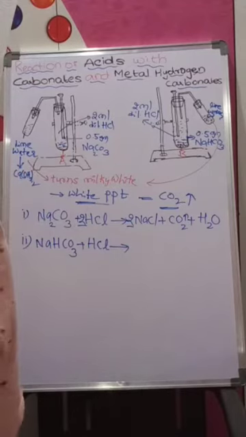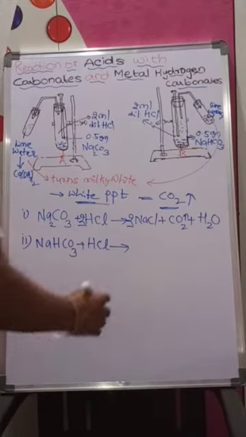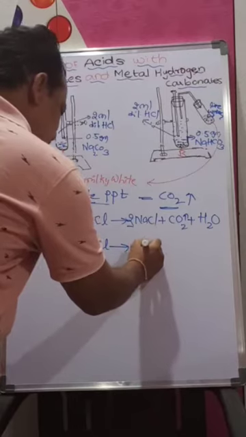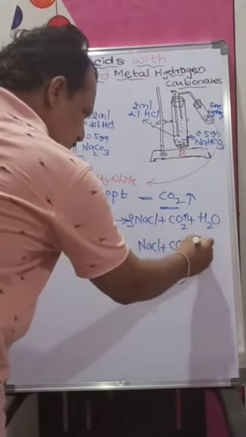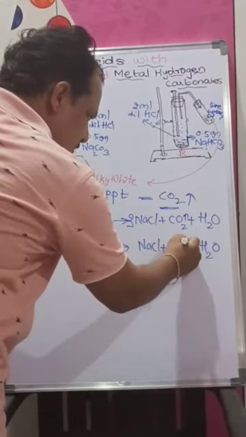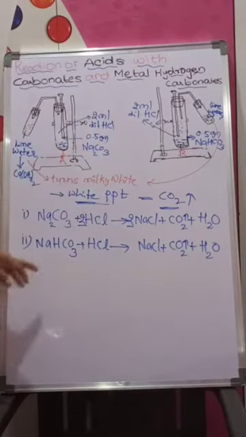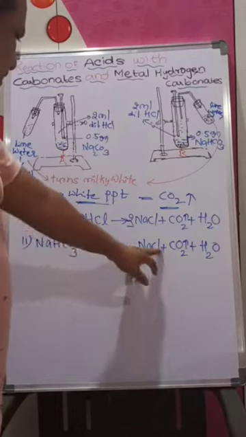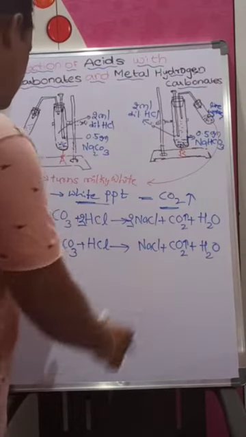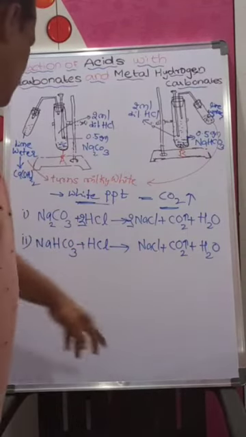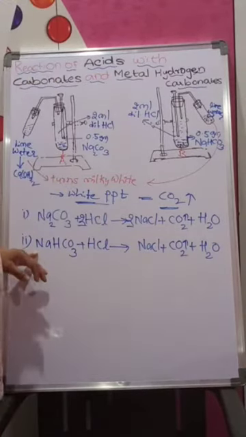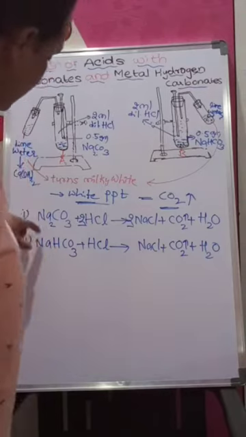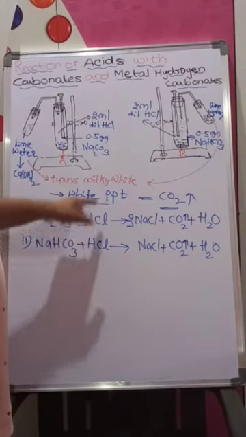So in this case also we have NaCl, CO2 plus H2O. CO2 is a gas. So here NaCl, H2O plus CO2. So here already the equation is balanced. So these are the reactions that occurred in this activity.